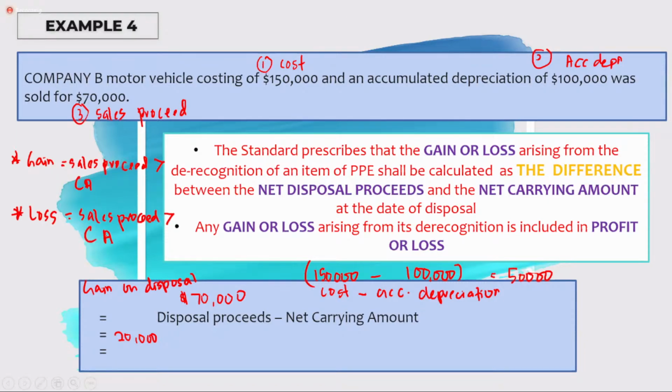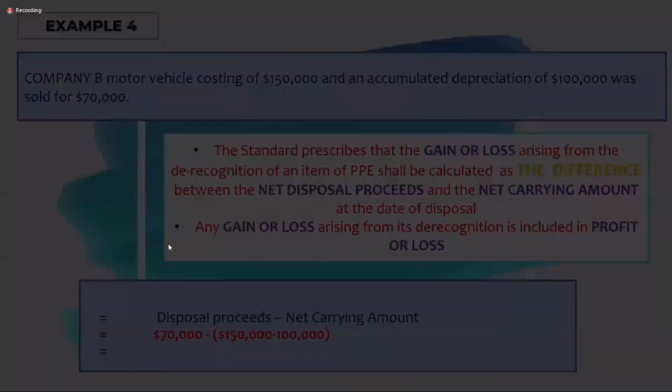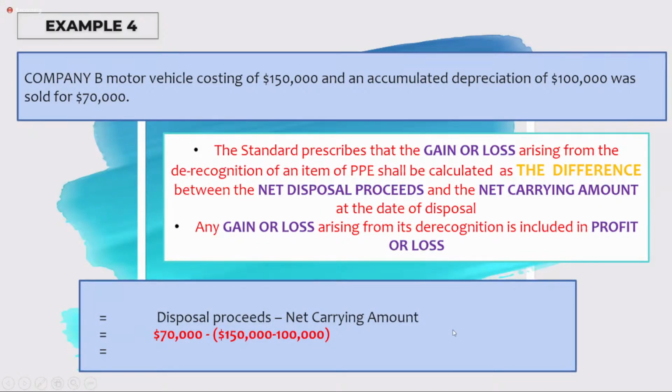Okay, so you need to know. Where should we record gain on disposal? In the profit or loss as income. And loss on disposal we recognize as expense in the profit and loss statement. Okay, here is the answer. Any question?